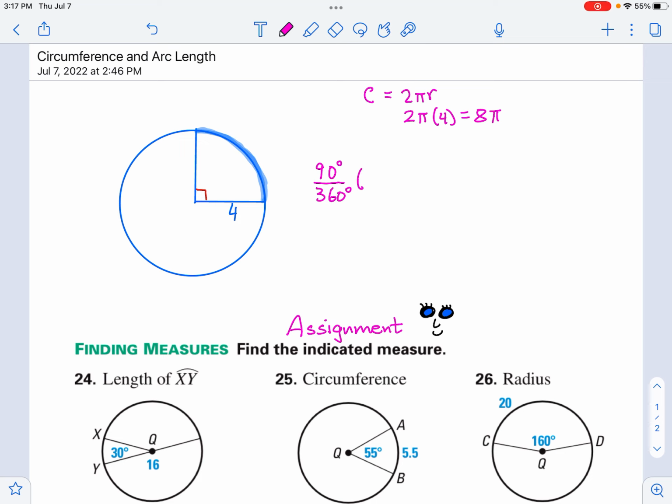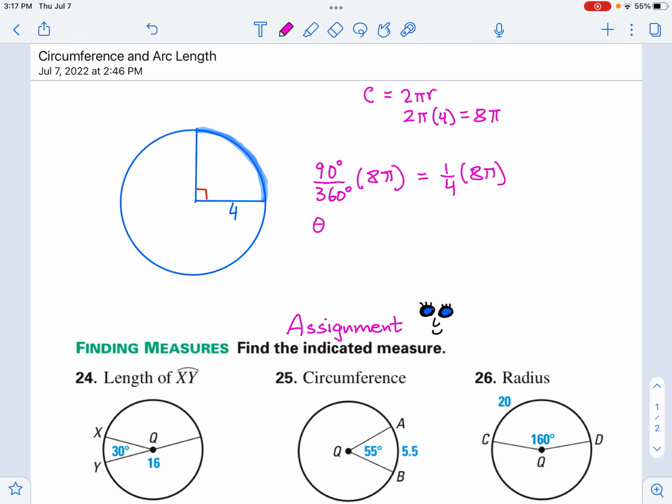So this would be that fraction of 8 pi. In other words, it would be 1/4 of the total circumference. Now let's be general here. Let's suppose we've got an angle, I'll call it theta, and we've got 360 degrees, and we've got 2 pi r. This is the formula that we can use to calculate the arc length.